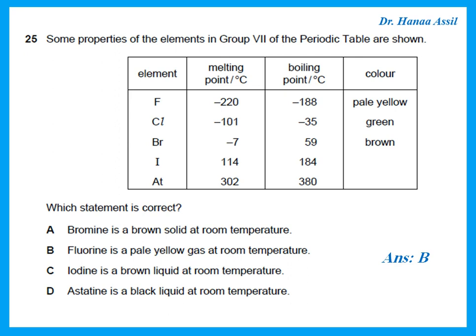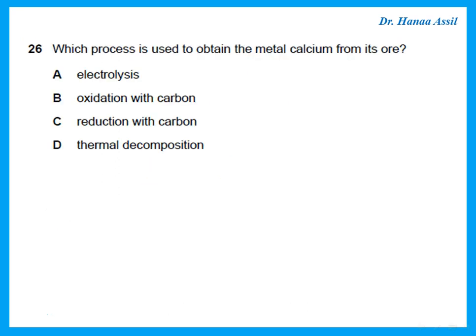Iodine is a brown liquid. No, you should know that it's a solid. Astatine is a black liquid. No, astatine is a solid.